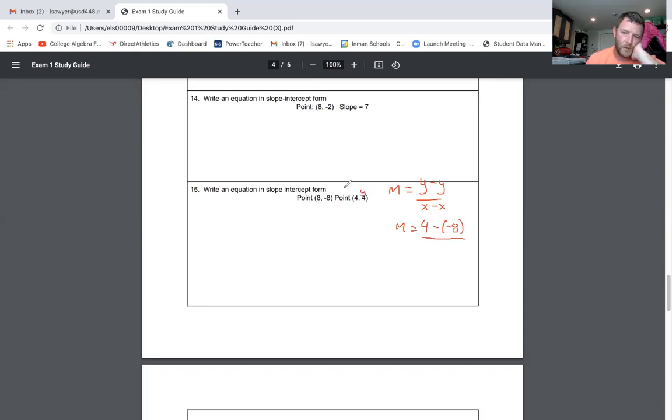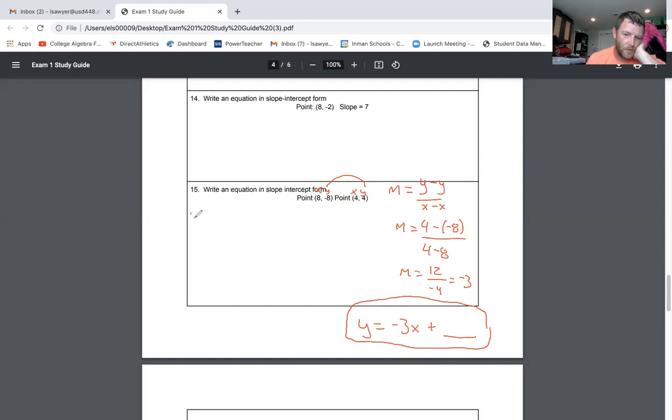Again, these are your y's. These are your x's. So the y over y, x, x. So 4 minus 8. M is equal to 4 plus 8, which is 12, over 4 minus 8, which is -4, which is equal to -3. Okay, so I'm going to do the exact same thing as what I did. Write out my answer. Y is equal to -3x plus something. And now I just need to find that something.